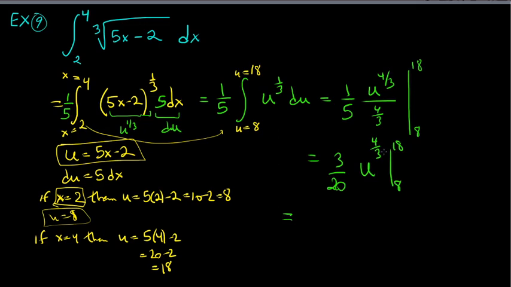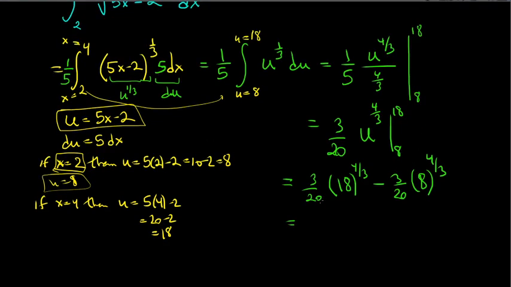So this will be 3 over 20 times 18 to the 4/3, minus 3 over 20 times, I'll put that in parentheses, 8 to the 4/3. Okay. Now, what's 18 to the 4/3? Well, 18 is 2 times 9, and 9 is 3 times 3. There's no perfect cube, so it turns out that's probably as simple as it gets. The only thing you could do is write it as 18 times the cube root of 18. I don't know if you want to do that, but okay, I guess we'll do it that way.